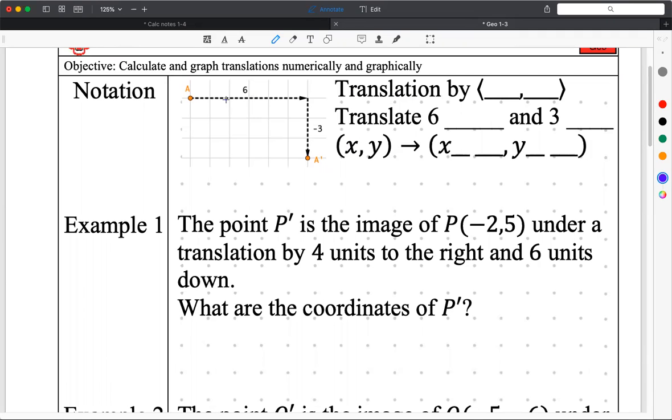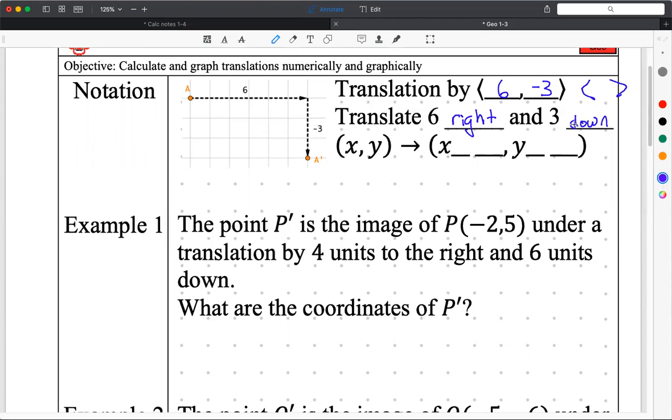Anyway, translation. If I have my pre-image or my source at A and my image is at A prime, what did I do to get there? I went 6 units right, 3 units down. How do I annotate that? I can say it's a translation by, and these are kind of like a vector. It's not parentheses, it's kind of sideways V's. You can say 6, -3, and that always means translation. You can say translate by 6 and then use words here. You can say 6 right and 3 down.